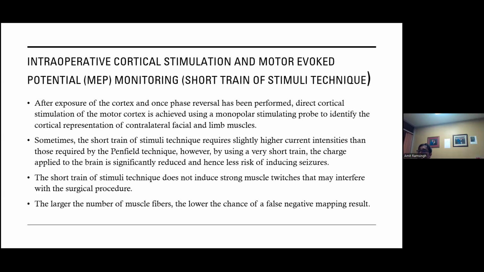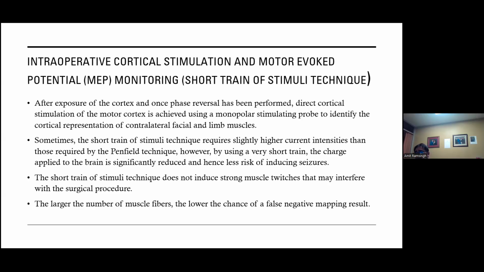So after the craniotomy and exposure of the cortex, and once phase reversal has been performed, we're going to directly stimulate the cortex of the motor area using a monopolar stimulating probe, as opposed to the bipolar probe of the Penfield technique, in order to identify the cortical representation of the contralateral facial and limb muscles. So sometimes the short train of stimuli technique requires slightly higher current intensities as opposed to the Penfield technique.